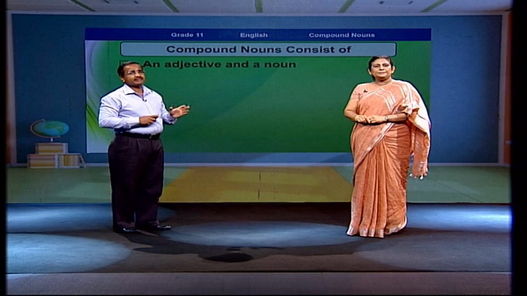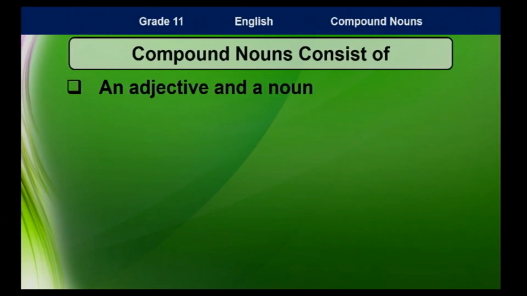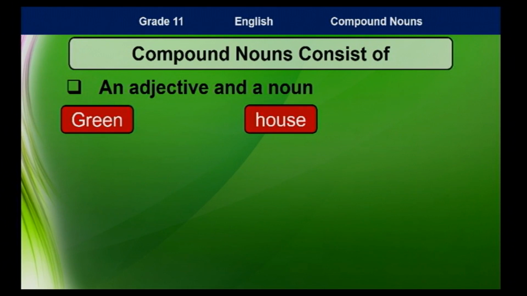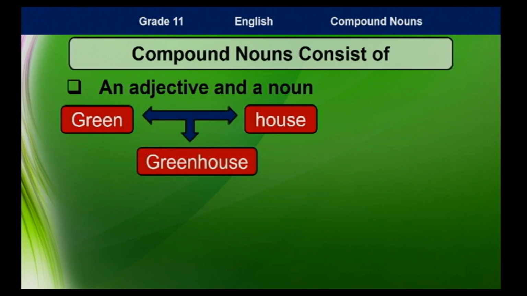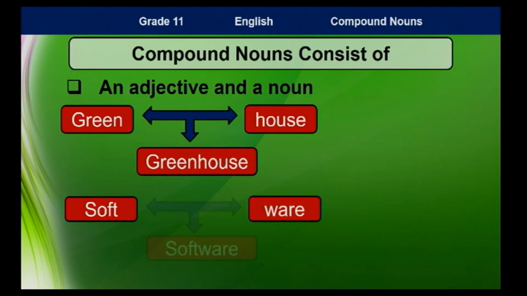An adjective and a noun can be added together in order to develop a compound noun. What is this adjective? Green. This one? It's a noun. House. Greenhouse. Soft is an adjective. Ware is a noun. Software. We use different kinds of software in our computers.